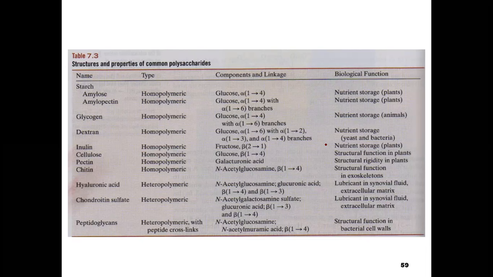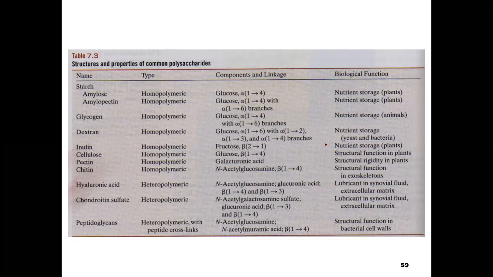Cellulose has a structural function in plants. Pectin is homopolymeric galacturonic acid. They provide structural rigidity in the plants. Chitin is homopolymeric N-acetylglucosamine with beta 1,4 linkages, and has a structural function in the exoskeletons of some animals.